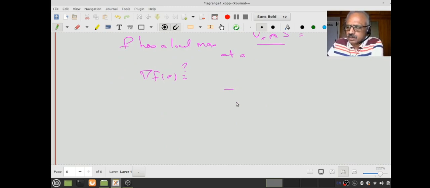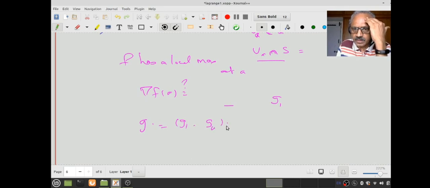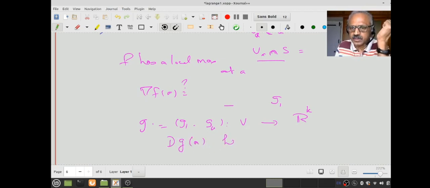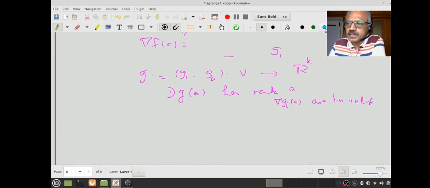Good. So do you think that g1, g2, ..., gk should be arbitrary? Remember again, if you understood my implicit function theorem, what you will need is to define g equal to (g1, ..., gk), which becomes a map from U to R^k. So what do I want? I want the derivative Dg(a) to have rank k. This is the same as saying nabla g_i at a are all linearly independent, as we have seen earlier in the implicit function theorem case. Very good. So this is the constraint.